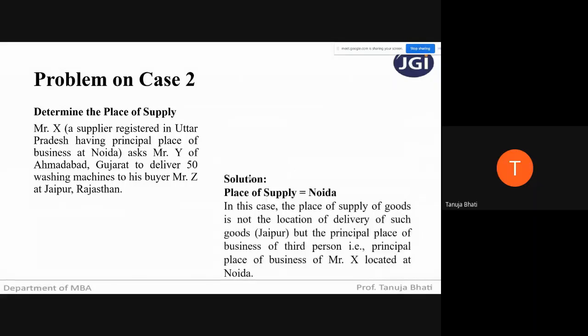Okay, so let us see the solution. Place of supply is Noida. Now why is it Noida? In this case, the place of supply of goods is not the location of delivery of such goods. Actual delivery happened in Jaipur, but you have not to consider that. But the principal place of business of the third person, that is the principal place of business of Mr. X, is located in Noida. Therefore, the place of supply is Noida. So we have completed case number 2.